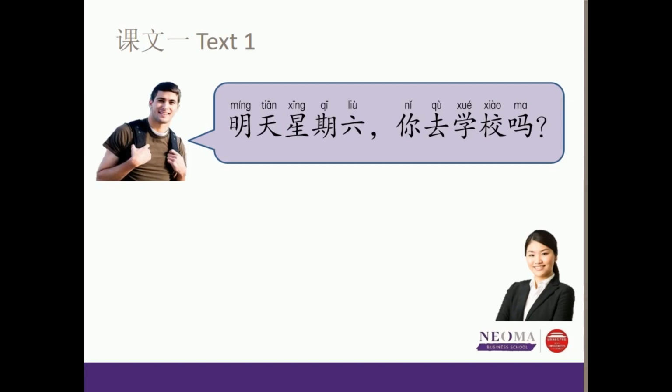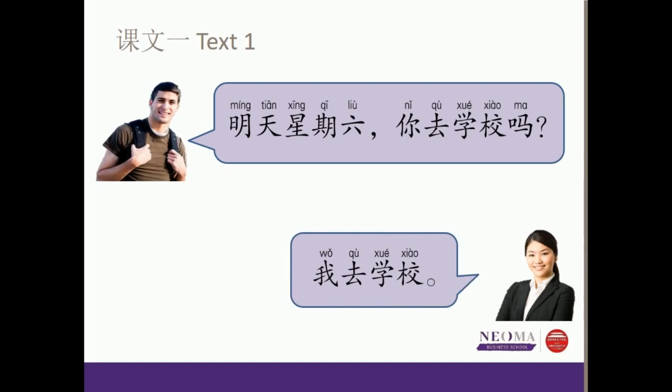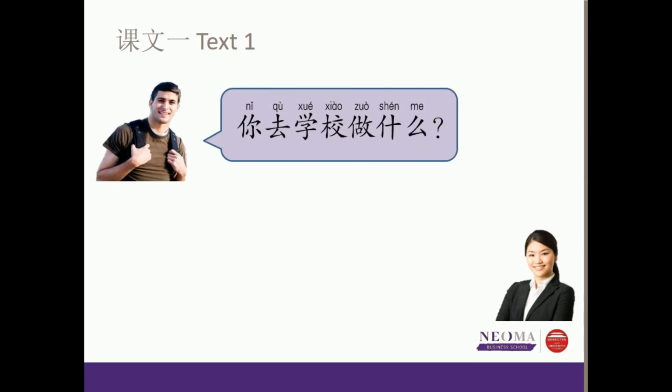好，那 she said, 我去学校. I'm going to school. Martin continued to ask, 你去学校做什么？做 means to do, to make. So you go to school to do what? What are you doing in school?